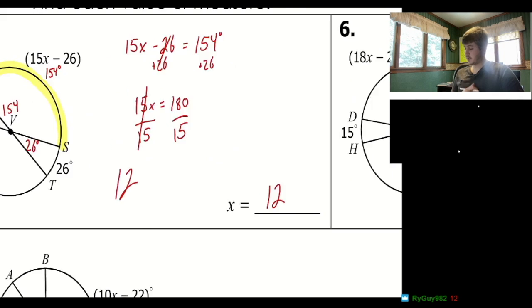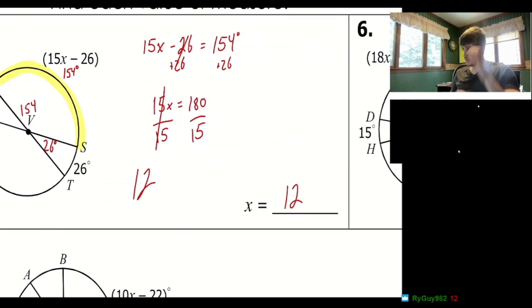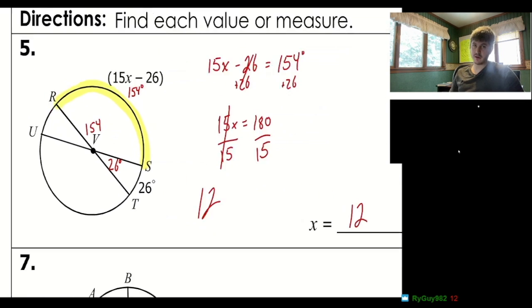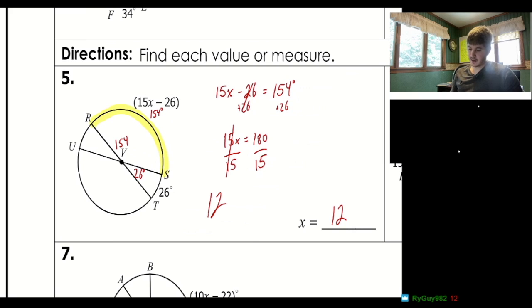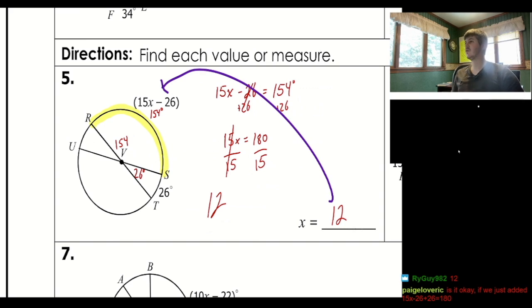And we don't need to plug back in. It doesn't say that we need to plug in. And you can kind of see it would be pointless to plug in anyway, because we know the value of the arc. Because if you plugged in, you're just going to get 154. So it's really no surprise why they're not asking us to plug in.